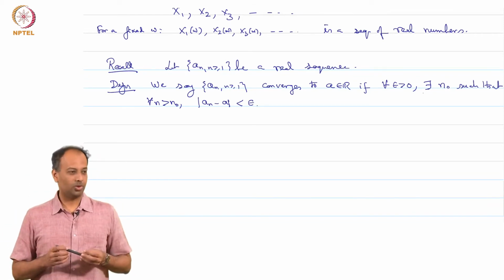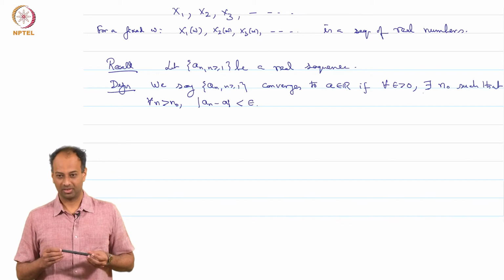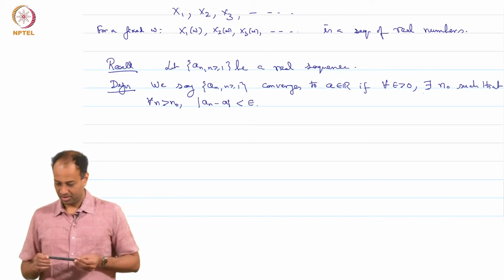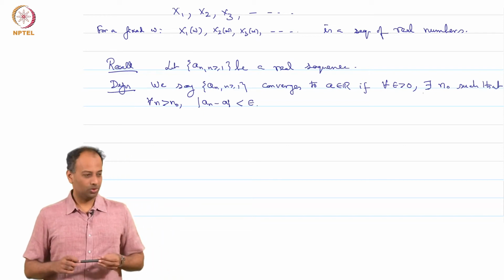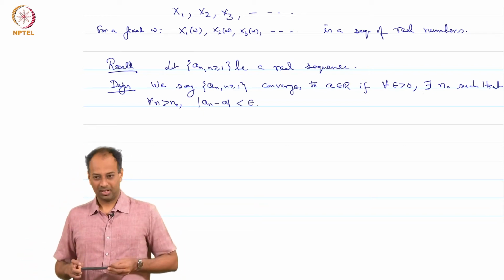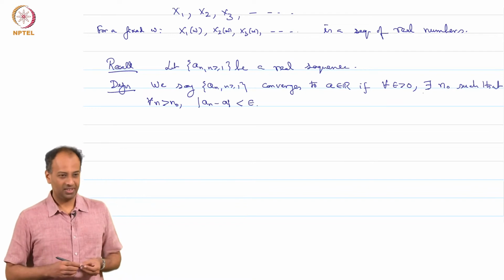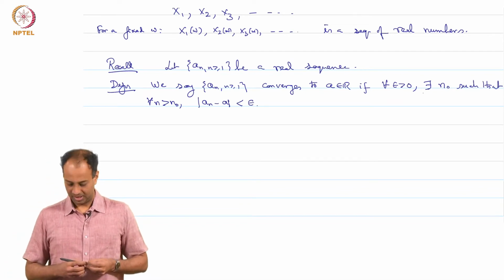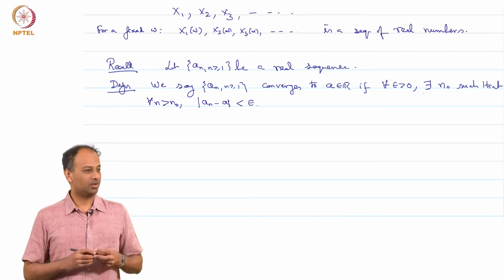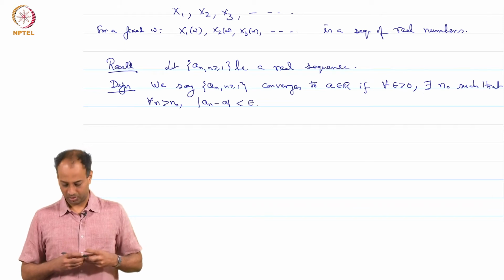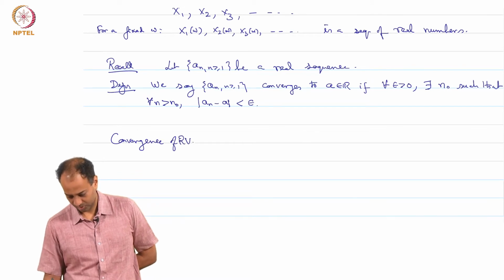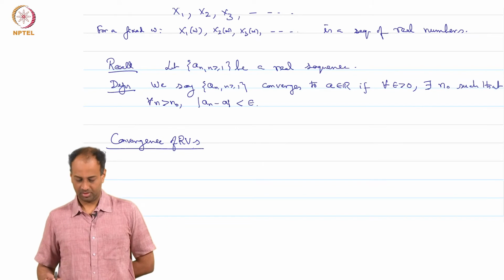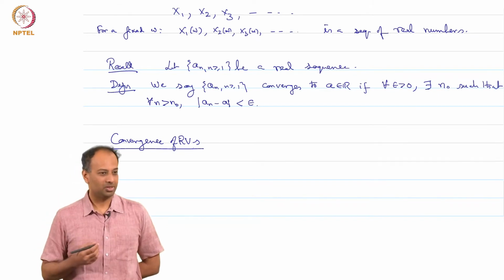We want to talk about convergence of random variables, right. For the convergence of random variables, there are a few notions of convergence. I will briefly describe, let us say, 3 different notions, 3 which are very commonly used. Convergence of random variables, convergence of a sequence of random variables, that is what I mean.